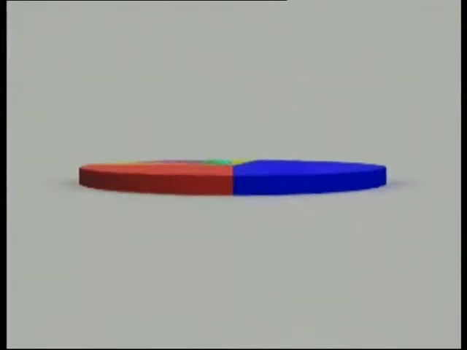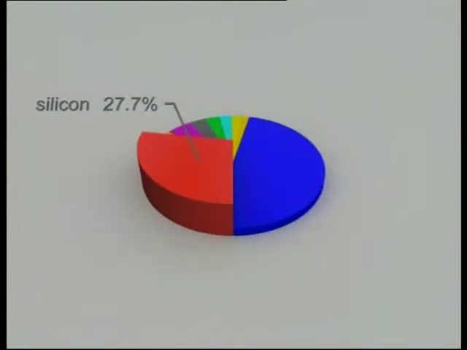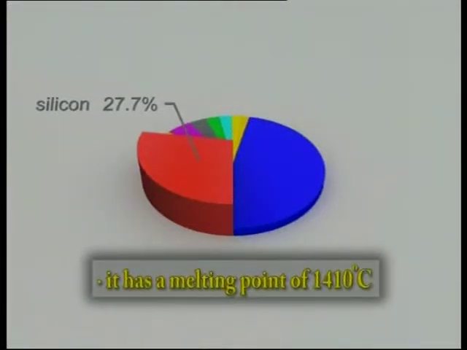Okay, let's look at silicon compounds. Silicon is a solid non-metallic element. It is the second most abundant element after oxygen in the Earth's crust. Silicon does not occur freely in nature. It usually combines with other elements to form silicon compounds. It has a melting point of 1410 degrees Celsius.